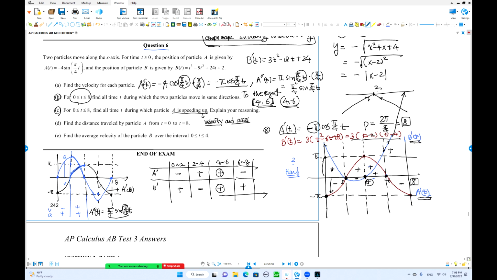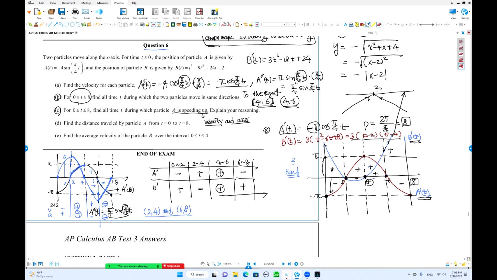After this, from here to here again, acceleration is positive over here, but the velocity is negative, so the particle is slowing down. Over here, velocity is a negative number, and acceleration is also negative, so that is the same sign. In these two intervals, the particle is speeding up: from 2 to 4, and another section from 6 to 8. In these intervals, the particle is speeding up. That's the answer.